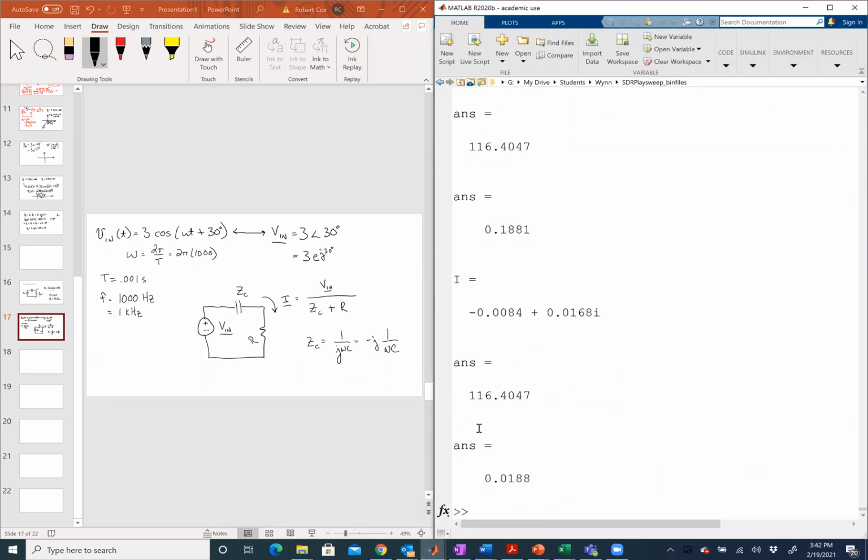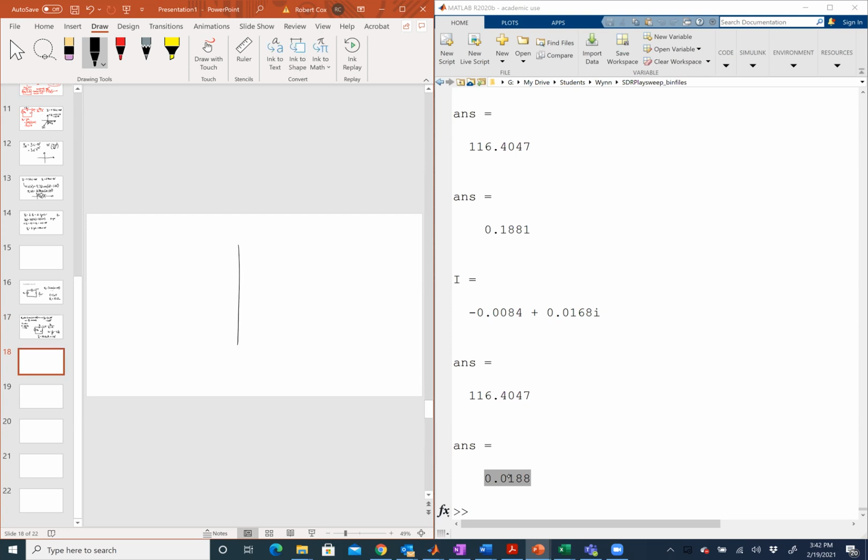So if I look at the numbers I get, first, this is the angle, 116. This is the magnitude. So that says that I, in this particular case, is 0.0188. What is that in milliamps? 18.8 milliamps with an angle of 116 degrees. Where is 116 degrees? Second quadrant, yep. So this guy would be somewhere over here. So this is I in this case.